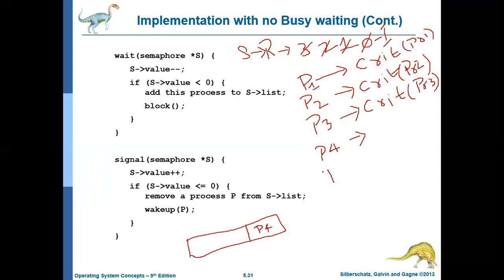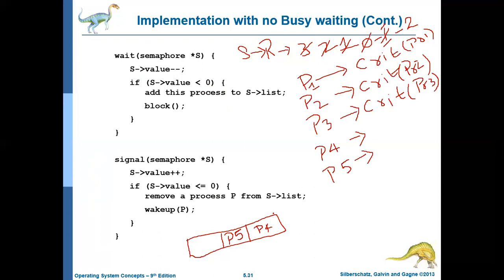Then again P5 comes. It also calls wait, and it just decrements. So -1 will become -2. Is s less than 0? Yes, the value is less than 0. So again add this to the waiting queue. P5 is also added to the waiting queue, and P4 and P5 are blocked. They are waiting for the printer.